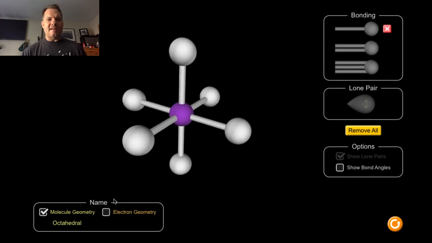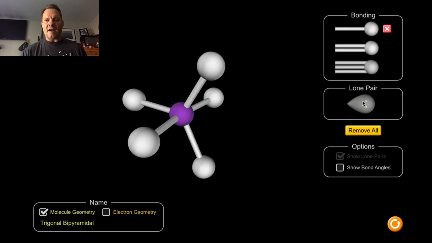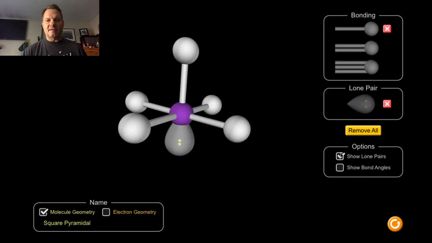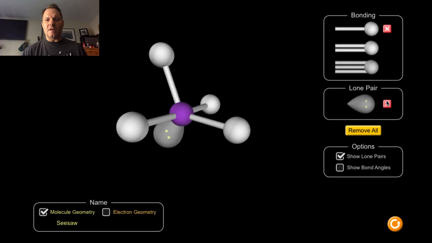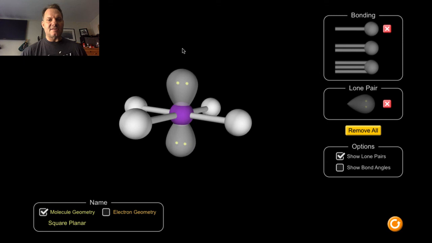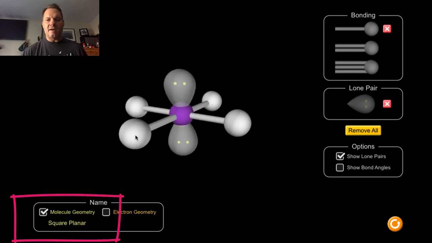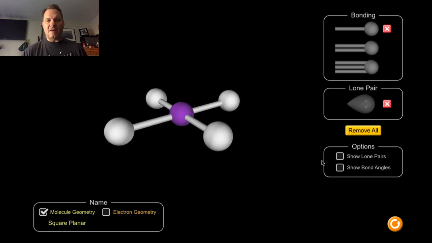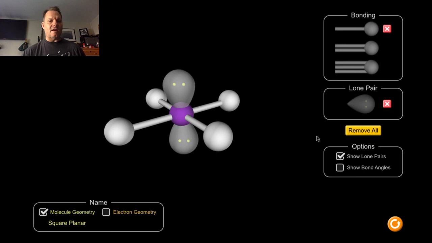Now, with our octahedral shape, when we add an unshared pair, we end up with a pyramid. I'll take that lone pair away so you can kind of see it. It's a pyramid, but it has a square base. So we call this square pyramidal. If we substitute a bond for an unshared pair, it will go on the opposite side of the other unshared pair, creating a square planar molecule. Again, it's perfectly flat, but those electron pairs are on opposite sides, canceling each other out. We end up with a square planar geometry.